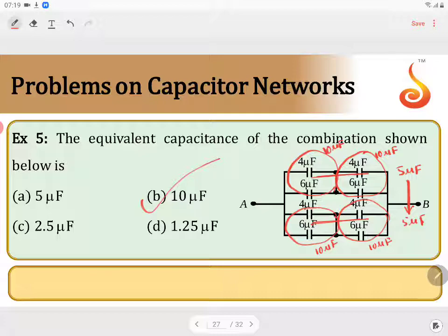So, here 10, here 10. In each circle, we have 10, 10. So 10 and 10 are in series in the first branch, you will get 5. In the bottom branch also 10 and 10 are in series, you will get 5. Together they are in parallel, so you will get 10.